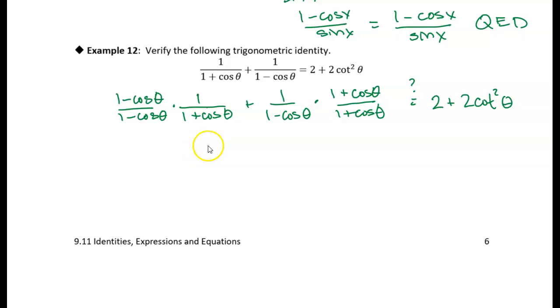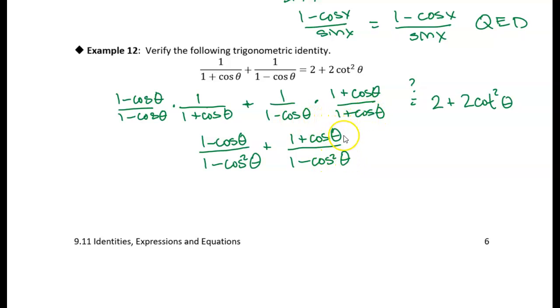So I end up with 1 minus cosine of theta times 1 plus cosine theta, which is 1 minus cosine squared of theta. That's the factorization for the difference of two squares, so I can just rewrite it that way. On the right-hand side of the plus, this becomes 1 plus cosine of theta all over 1 minus cosine squared of theta, right? Because this is the factorization of the difference of two squares.